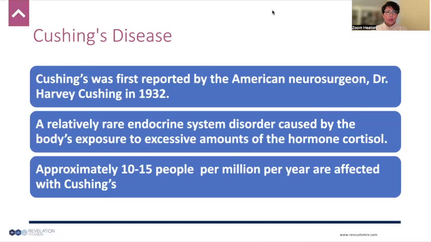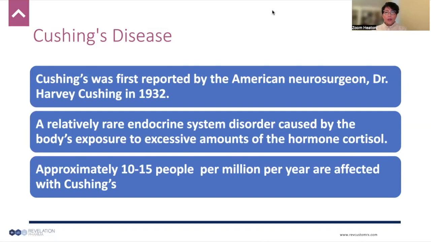So now we're going to quickly discuss a couple of very common cortisol disorders. The first is Cushing's disease, which was first reported by Dr. Harvey Cushing, who was a neurosurgeon, in 1932. It is relatively rare, and it's caused by the body's exposure to too much cortisol, and approximately 10 to 15 people per million per year are affected.